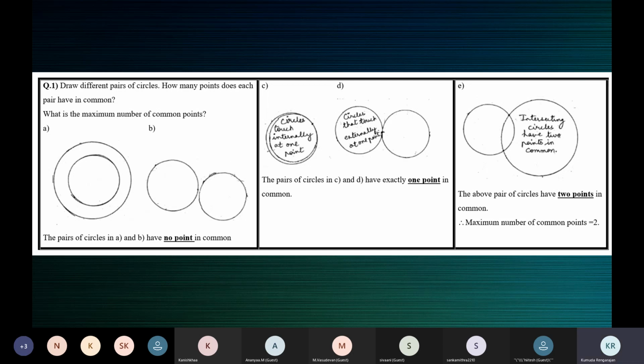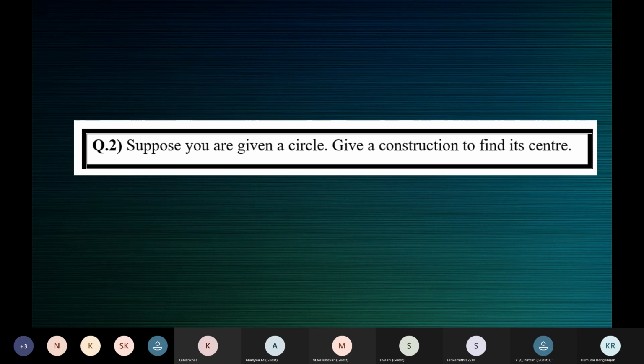All right. Suppose you're given a circle. Give a construction to find its center. I think we already discussed this. Earlier in example 1, we were given an arc of a circle and we had to find its center and complete the circle. Here you're given a circle. When you're given an arc, you have to find its center and complete this arc.